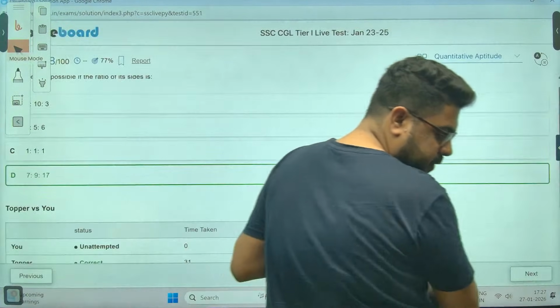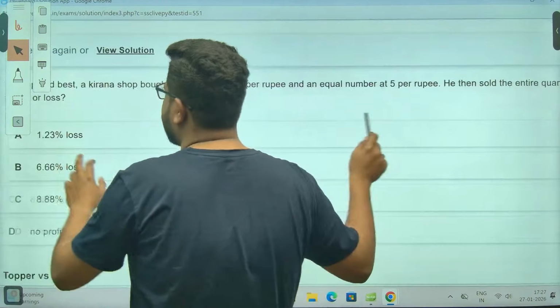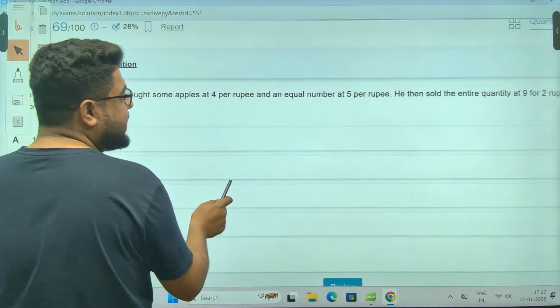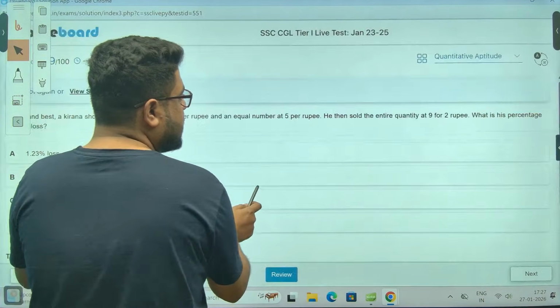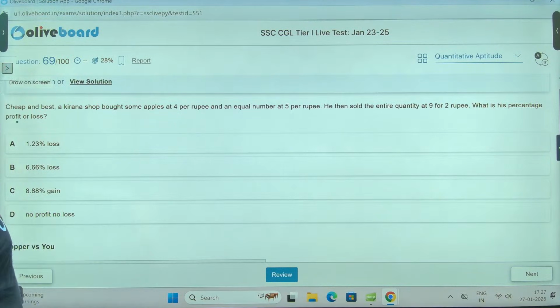No need to solve. Prajapati, I'm going to 71. Brother, just a couple of questions to go. I cannot zoom. Achha, cheap and best.